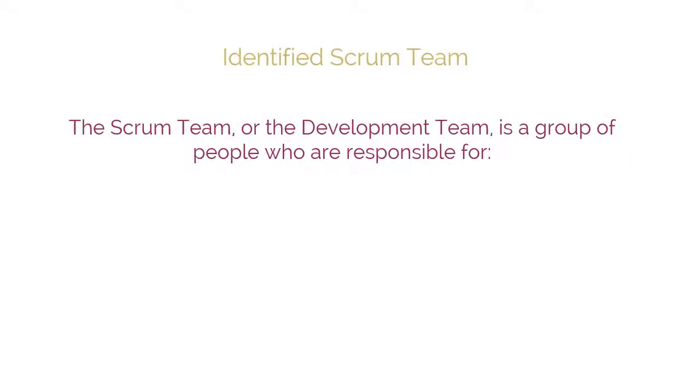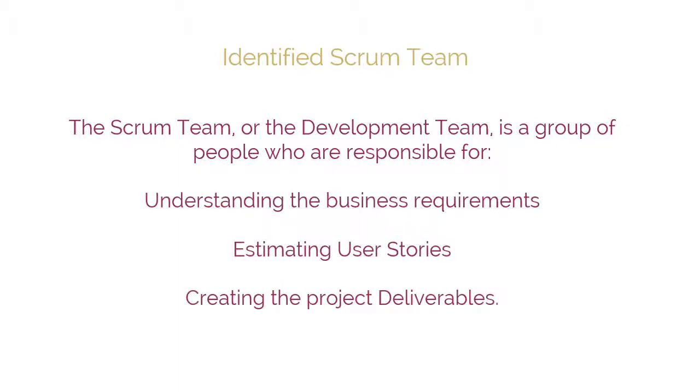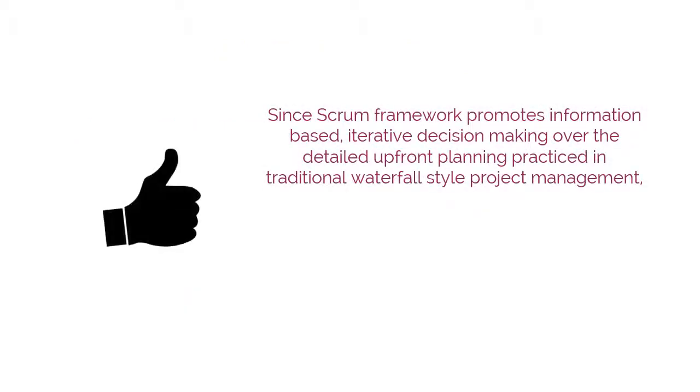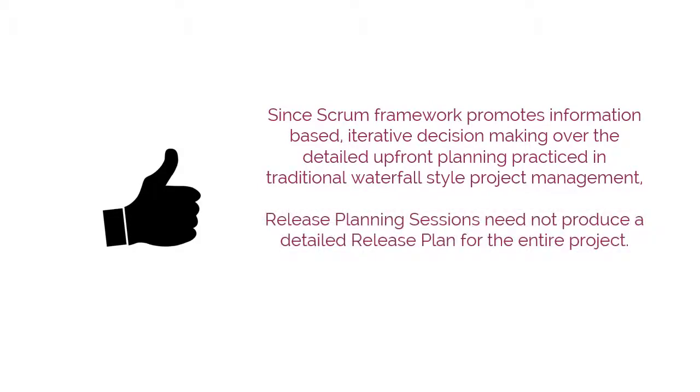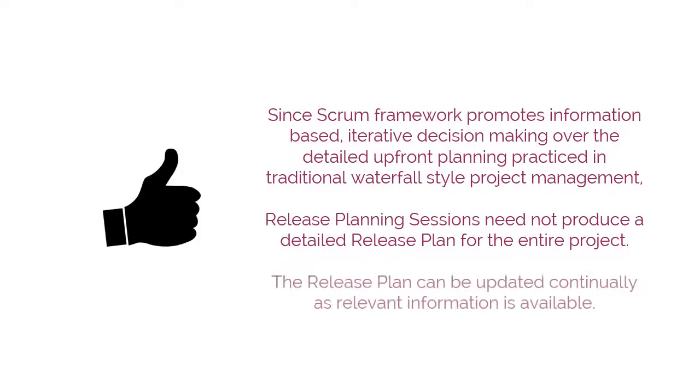Identified Scrum Team. The Scrum Team, sometimes referred to as the development team, is a group or team of people who are responsible for understanding the business requirements specified by the product owner, estimating user stories, and final creation of the project deliverables. Since the Scrum Framework promotes information-based, iterative decision-making over the detailed, upfront planning practice in traditional waterfall-style project management, release planning sessions need not produce a detailed release plan for the entire project. The release plan can be updated continually as relevant information is available.